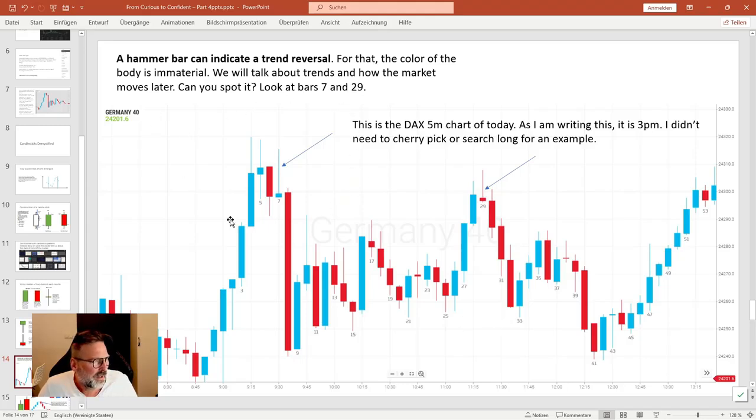Again, a hammer bar can indicate a trend reversal, right? For that, the color of the body is immaterial. You see this one here is blue. It doesn't matter. But I also said that traders don't usually rely on just a single bar or a couple of bars to take a position, right? But I need to also show you some examples.